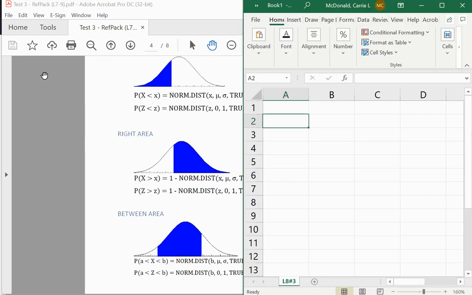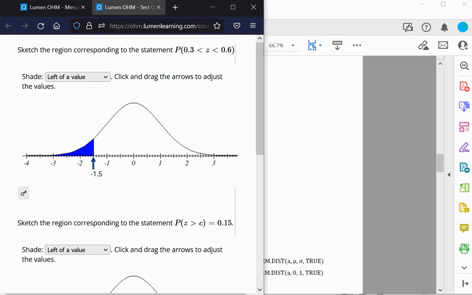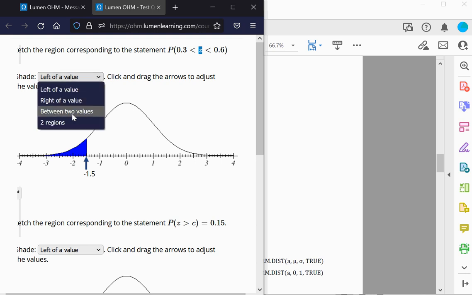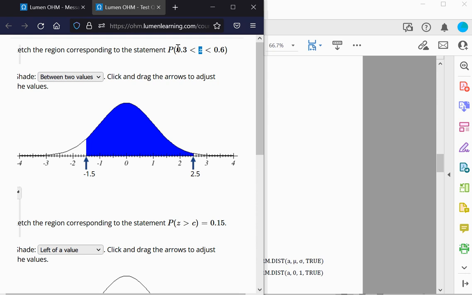All right, so the question here says, sketch the region corresponding to this statement. The statement is that we want the probability that a z-score, a standardized z-score, so standardized scores or z-scores, have a mean of 0 and a standard deviation of 1. And we want to know that this z-score might fall between 0.3 and 0.6 with what probability? If we randomly chose a z-score from this population, what is the probability that it would be between 0.3 and 0.6?